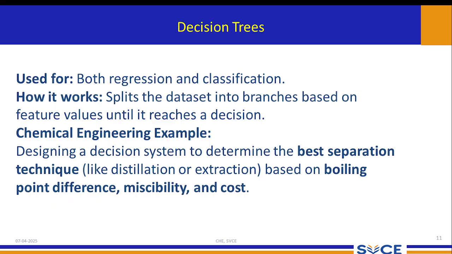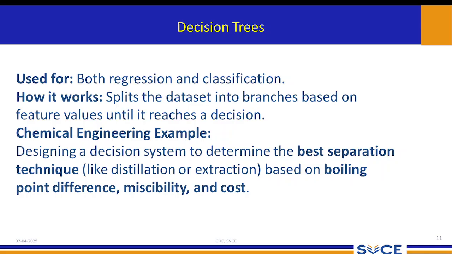The third part is the decision tree. Decision tree is used for both regression as well as classification. The linear regression is for regression type, and logistic regression is a classification type, whereas the decision tree can be used for both regression and classification. How does it work? It splits the data set into branches based on the feature values until it reaches a decision.